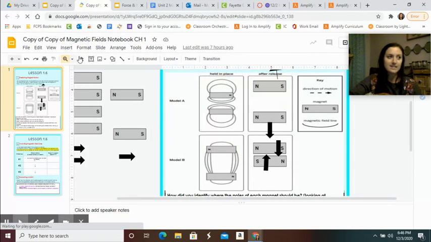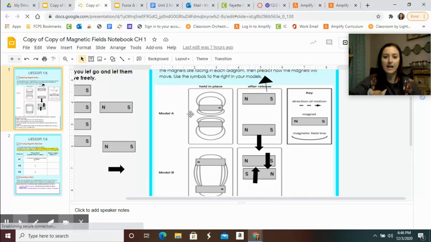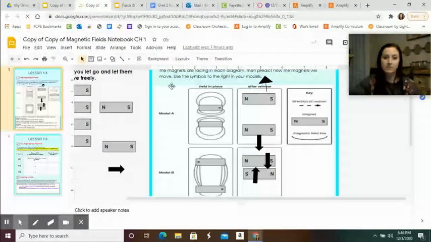So this was slide 16, and on this one, you will see that we filled this in. All that was on it before was just these two pictures, and in class we talked about how Model A represented two magnets that were repelling.